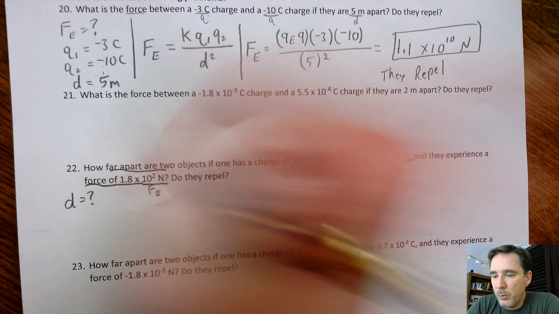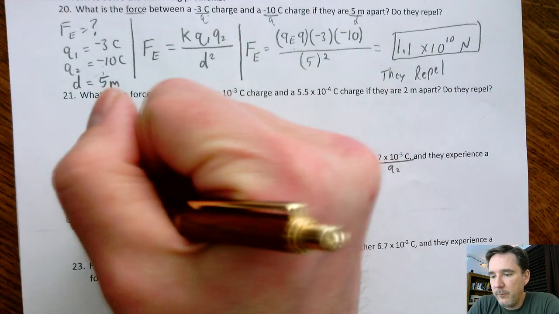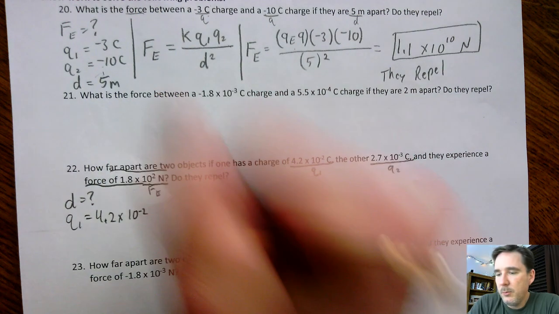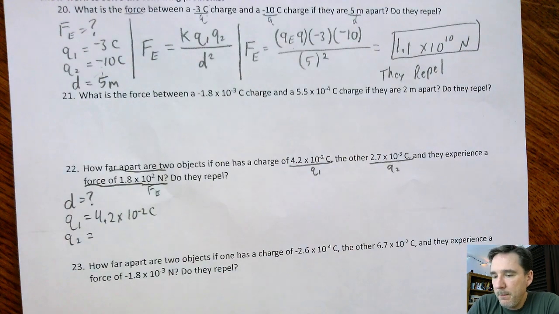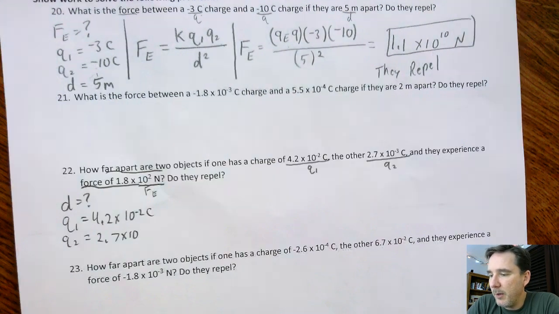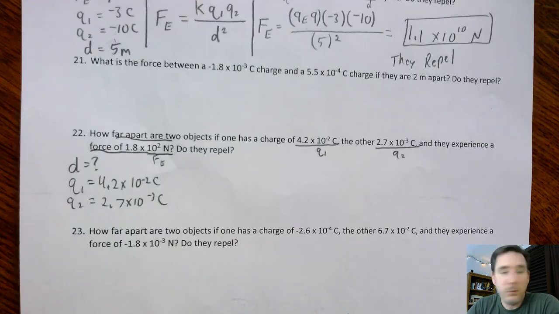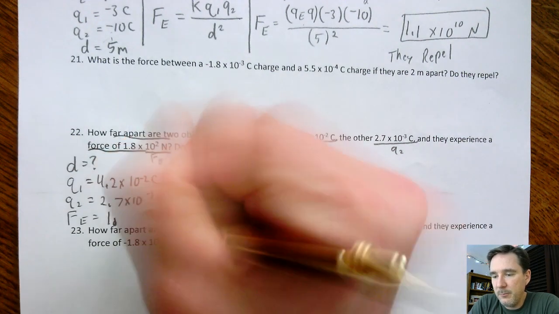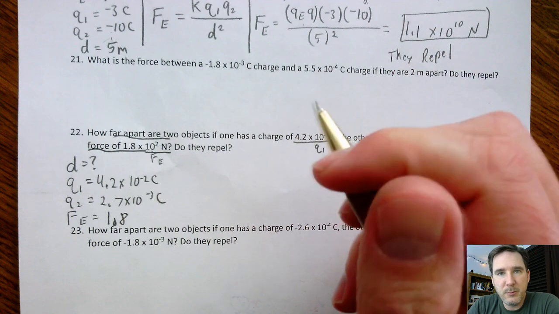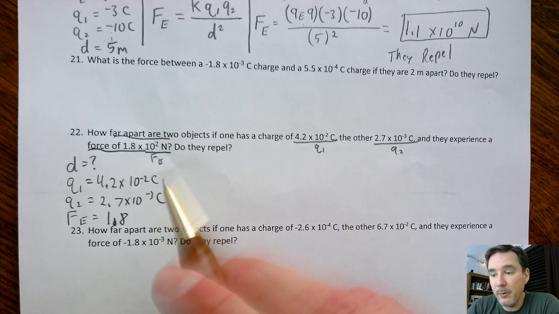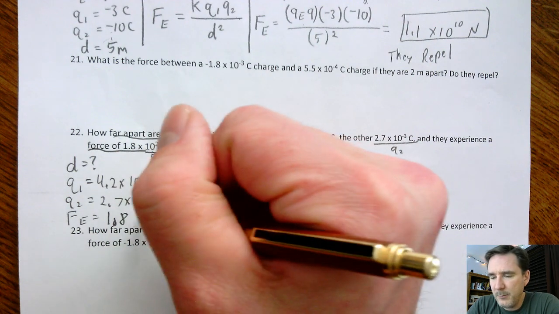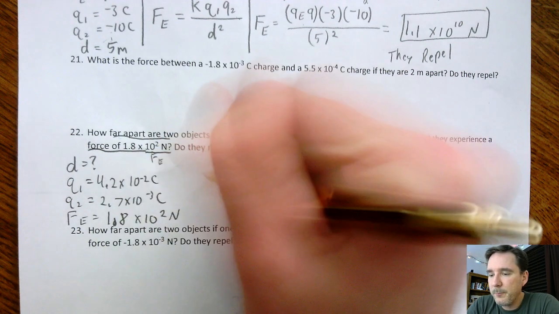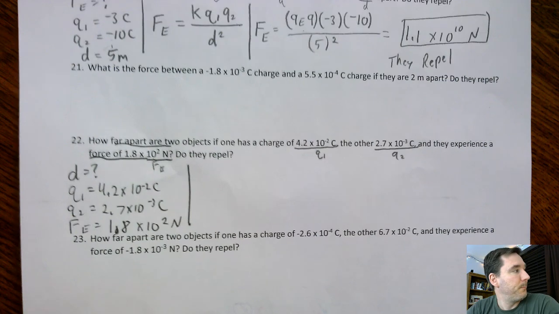All right. So Q1 is going to be 4.2 times 10 to the negative 2 coulombs. Q2 will be 2.7 times 10 to the negative 3 coulombs. And my FE, my electrical force, which is given, and you have to pay attention because it says the force. Don't just go plugging numbers into that other equation because this isn't the time for it. You got to look out for what you're trying to find. 1.8 times 10 to the second newtons.